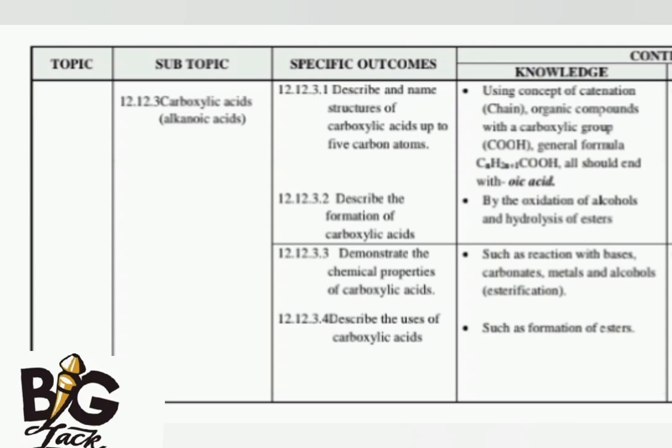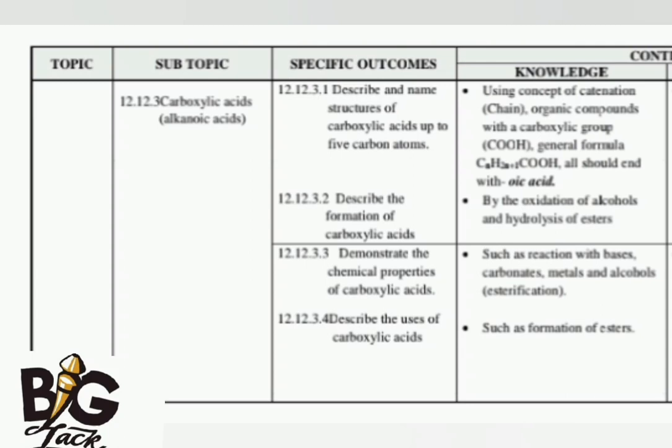So on this part here, they are going to ask you to describe and name structures of carboxylic acids up to 5 carbon atoms. The functional group of carboxylic acid is COOH. Then the general formula is CnH2n+1COOH.